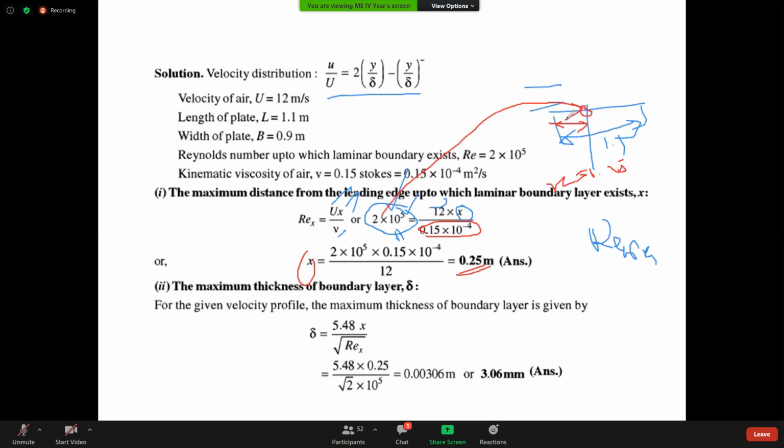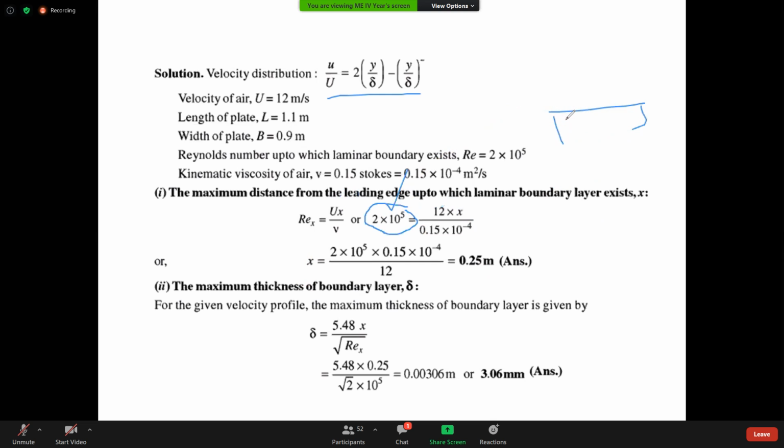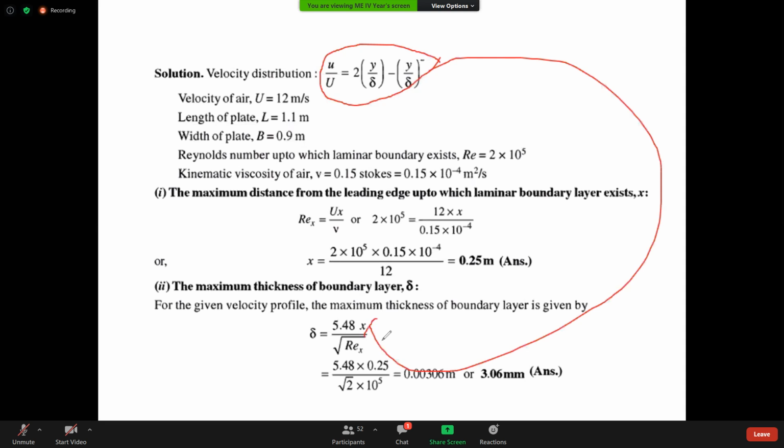Next, he asks you to calculate the delta. How do you calculate the delta? Can I use the Blasius solution? No, I cannot use the Blasius solution, because he has mentioned the velocity profile. Based on this velocity profile, I have shown in the table the derived delta value. This equation needs to be used for calculation of delta. So in place of x, whatever x you substitute here, and Re_x is given, substitute, and you will get the delta. Delta is nothing but thickness, so you will get it in mm.